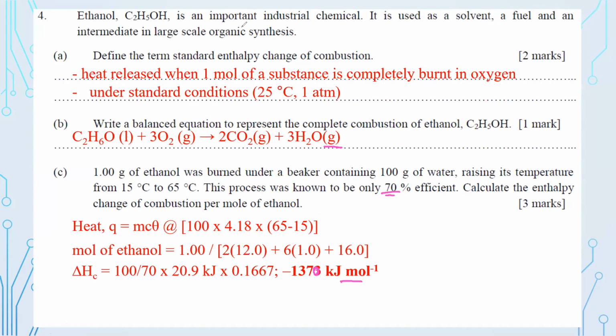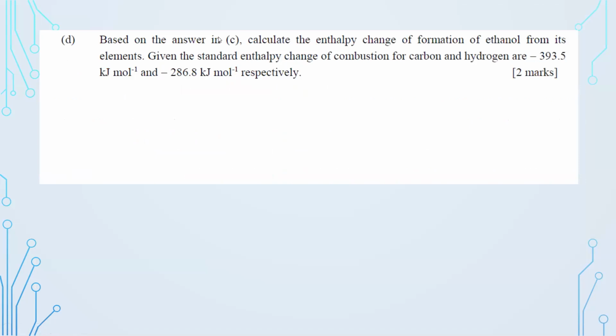We have one more question, which is D. Are you ready? Based on the answer in C, calculate the enthalpy change of formation for ethanol, given the enthalpy changes of combustion of carbon and hydrogen are negative 393.5 and negative 286.8 kilojoules per mole respectively. So here, the best way is still to use the cycle. Such a question is a consecutive question. That means if your C is wrong, automatically your final answer for D will also be wrong. So you have to be careful whenever you're calculating your answer here.